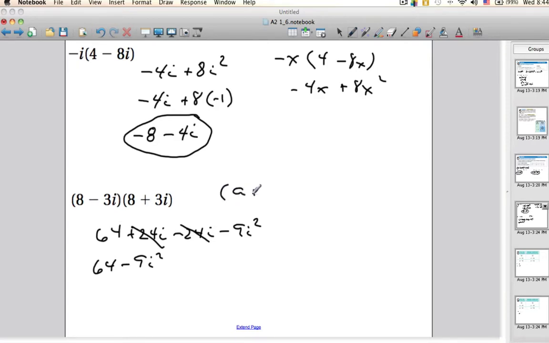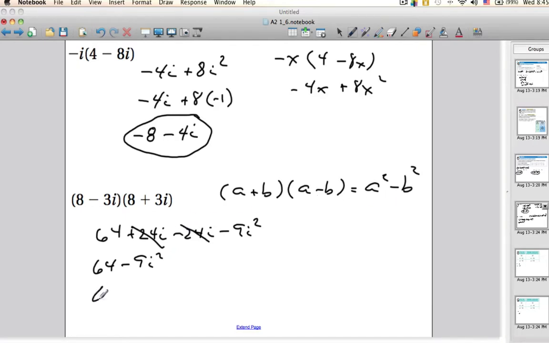I know that from special patterns: a plus b times a minus b is equal to a squared minus b squared. So a in this case was 8. When I simplified, I got 8 squared, which was 64. And it's going to be minus b squared, right? b in this case was 3i. So when I square 3i, I get 9i squared. So I could have gone straight to this instead of doing FOIL.